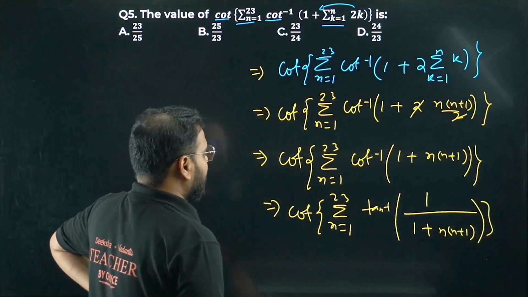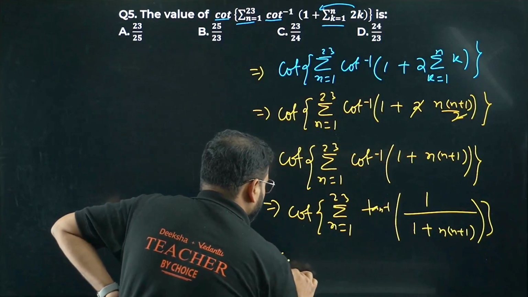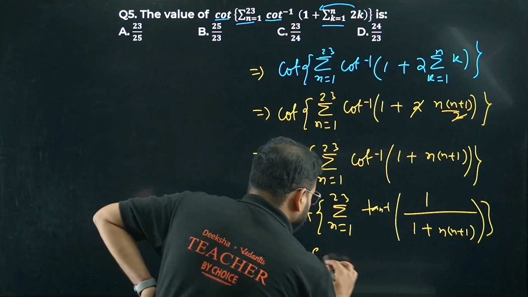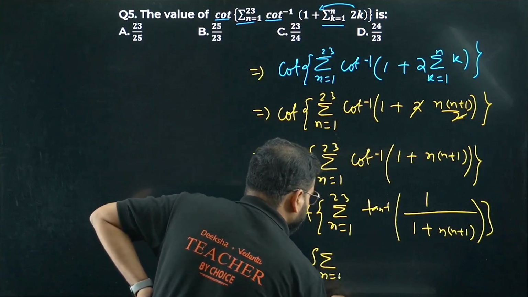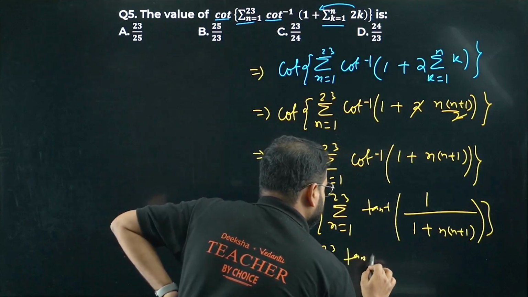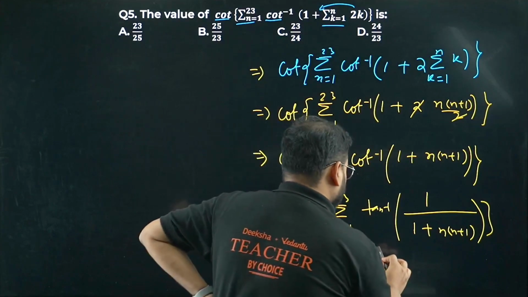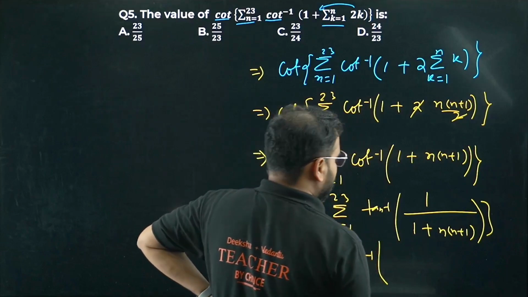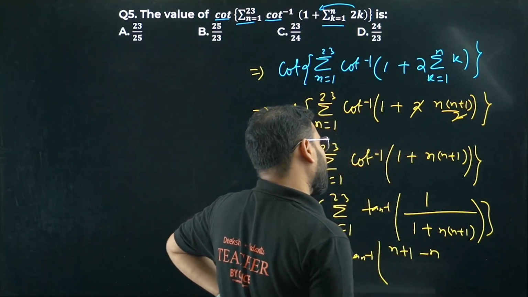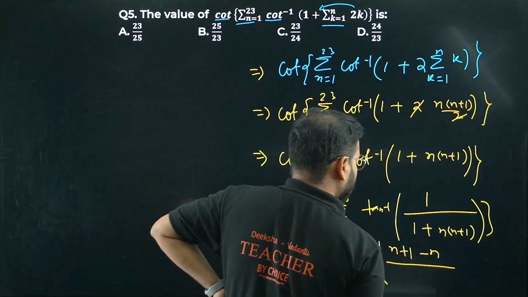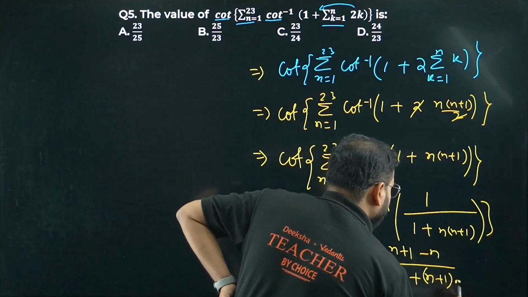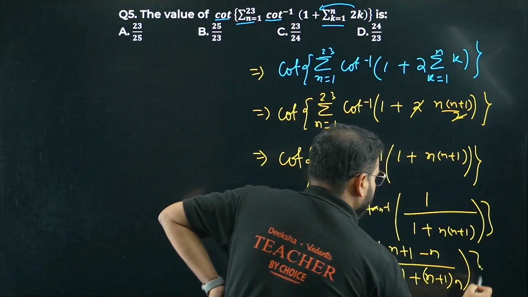Okay, now what I have, check this part out. Cot will be outside as it is, this bracket as it is. Summation over here, n equals 1 to 23. And right here tan inverse as it is. And now over here, please check what I'm going to do. I'm going to write this as n plus 1 minus n, divided by 1 plus n plus 1 into n. Close the bracket, close the bracket.